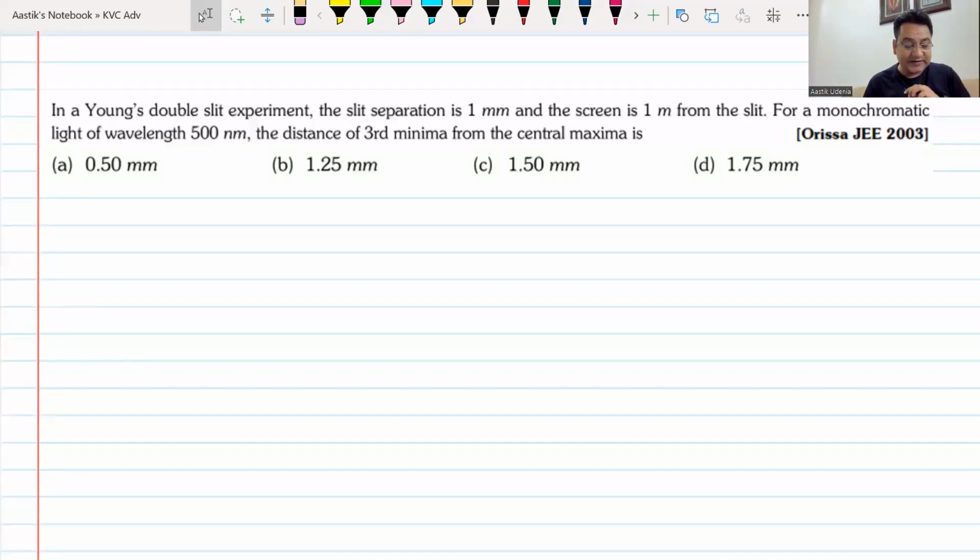In a Young's double slit experiment, the slit separation is 1 mm. Remember, in almost 99% of the questions, the distance between the slits is given as 1 mm, and the distance of the screen from the slits is given as 1 meter. I don't know why, because it just makes the question simple. It will always be in such a ratio that the ratio remains 1 by 2, 1 by 3, something of that nature. For a monochromatic light of wavelength 500 nanometer, what is the distance of the third minima from the central maxima?